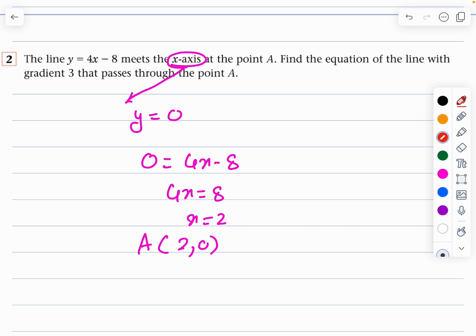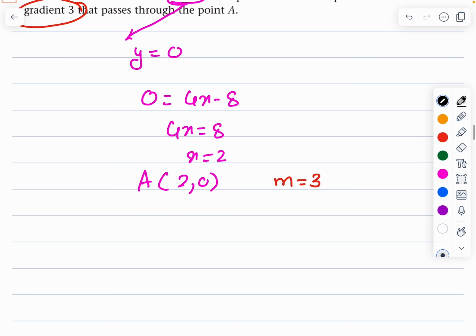Now the gradient is 3, m equals 3. So what is the equation of the line? y minus y1 equals m times x minus x1. y equals 3x minus 6.